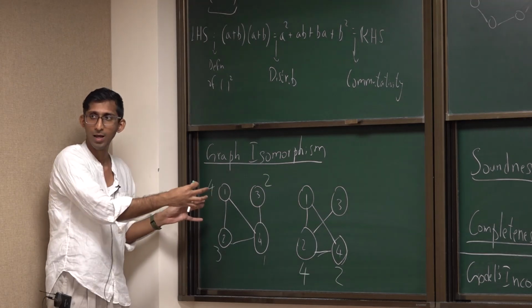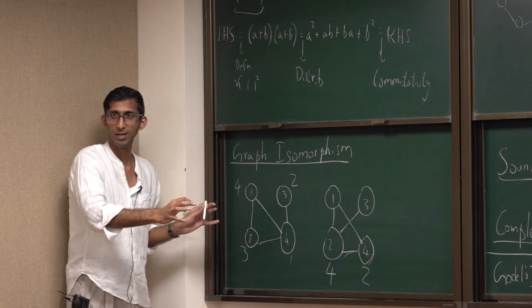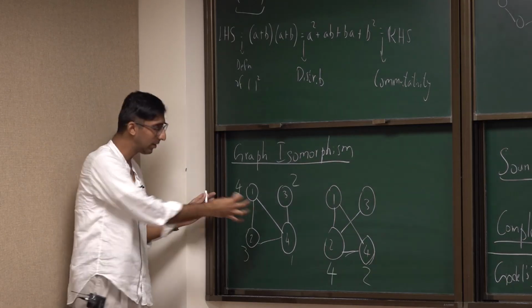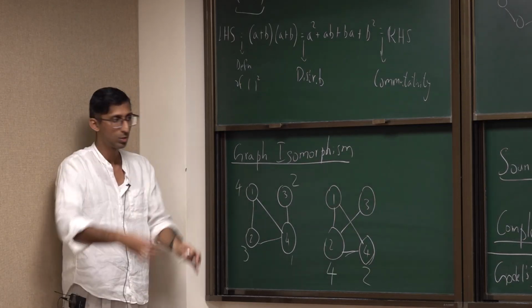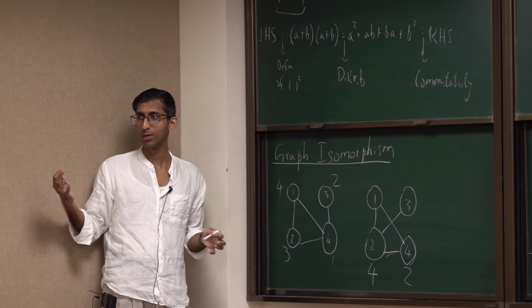So I will take this graph. I will randomly pick a labeling for the vertices. I will forget the initial labeling, and I will pick a new labeling for the vertices at random. And then I will send this graph to the prover. I will do it with either this one or this one, and the prover has to tell me which one I gave.